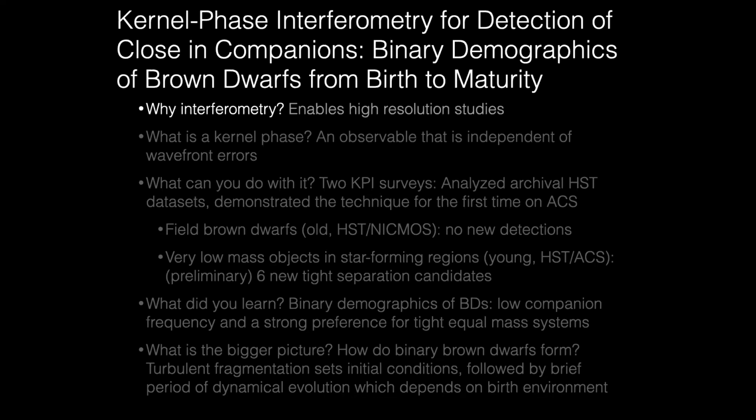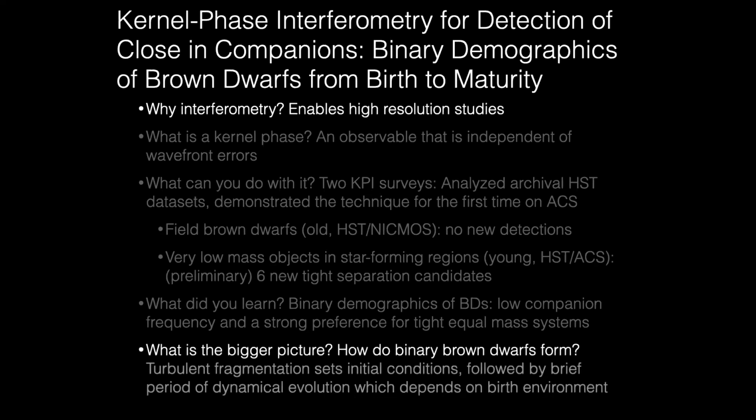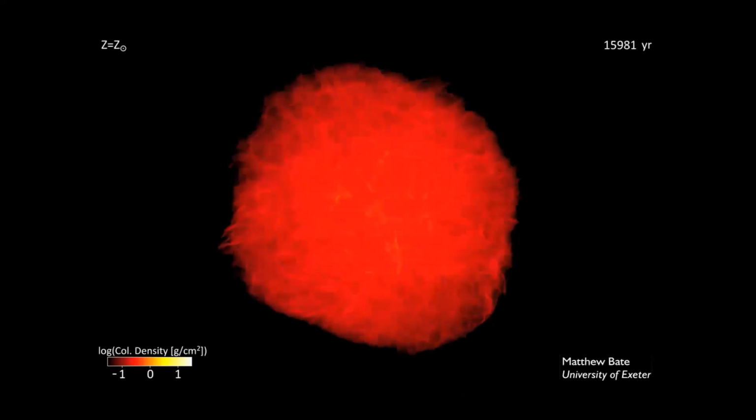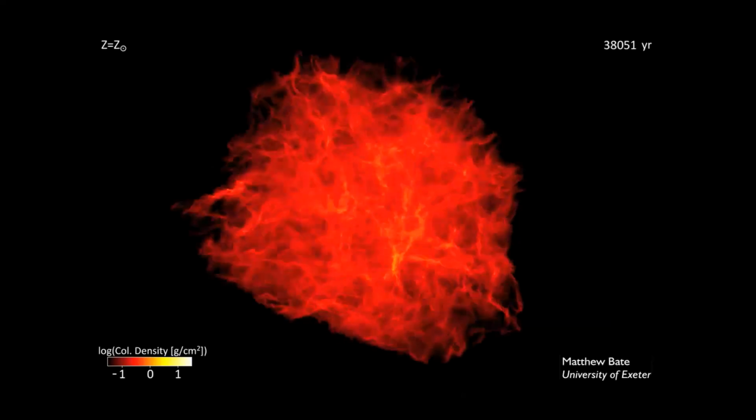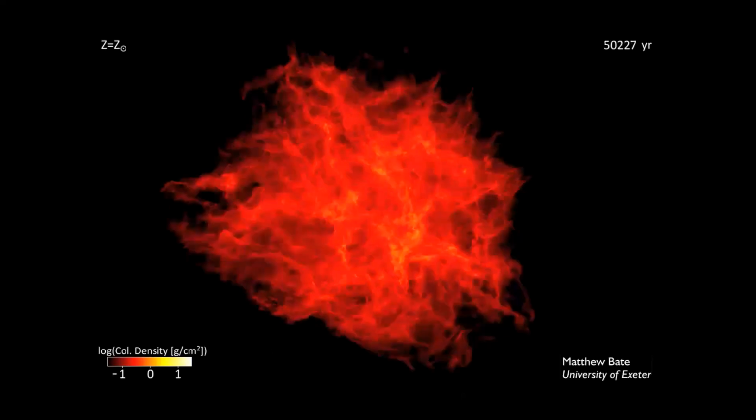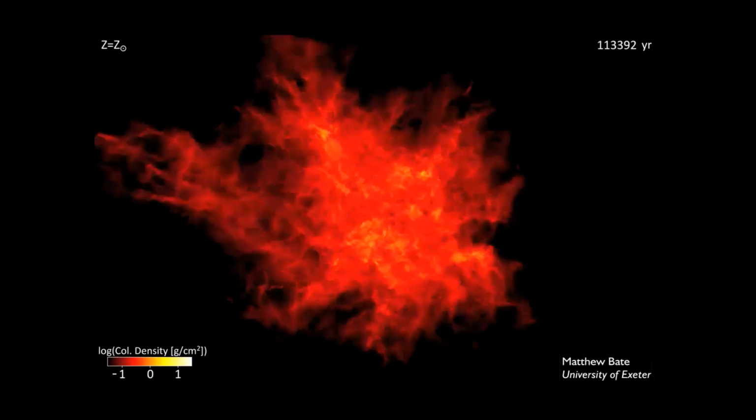Okay, so why interferometry? To answer this question, we actually have to start at the end. So what's the bigger picture? What are we actually trying to study? And that is brown dwarfs, and specifically brown dwarf binaries and planetary mass companions. So what is a brown dwarf? I'm just going to talk while the simulation goes, and it's a little bit chunky, unfortunately. So a brown dwarf is the lowest extreme end of star formation of stars.